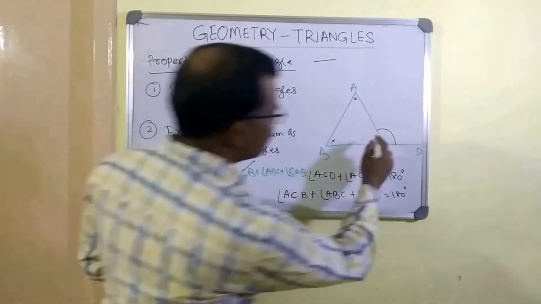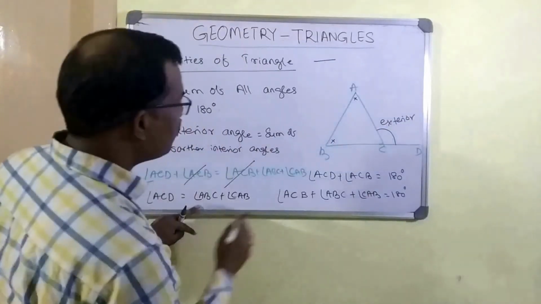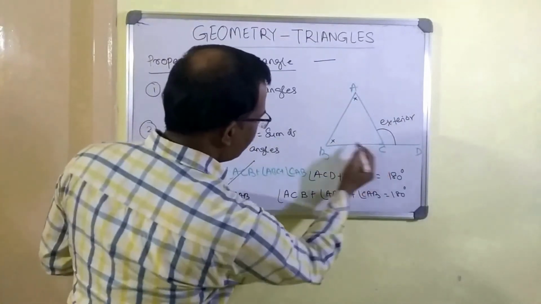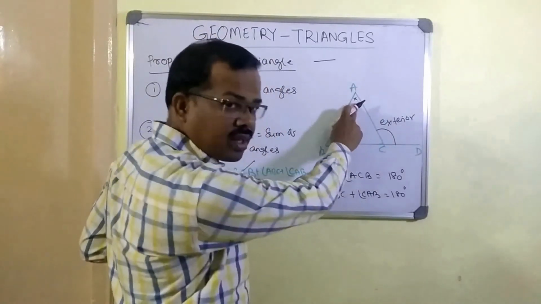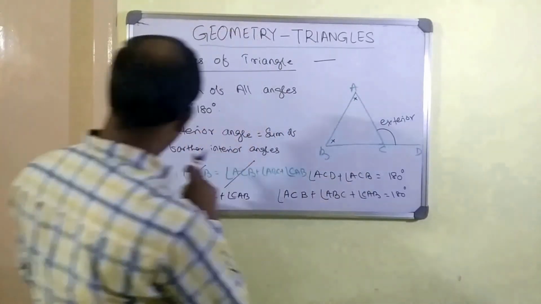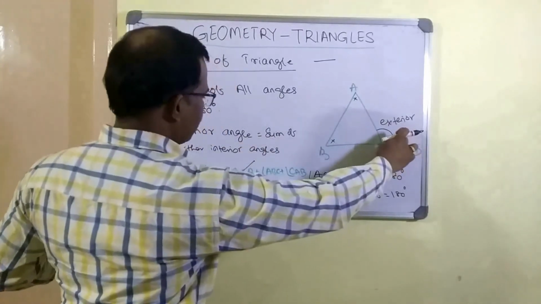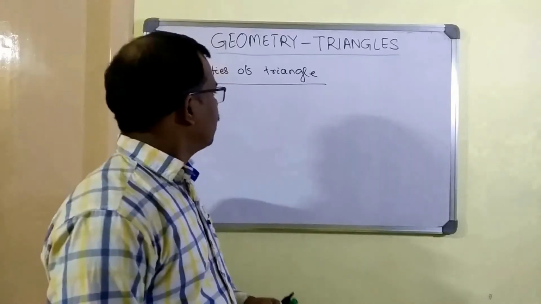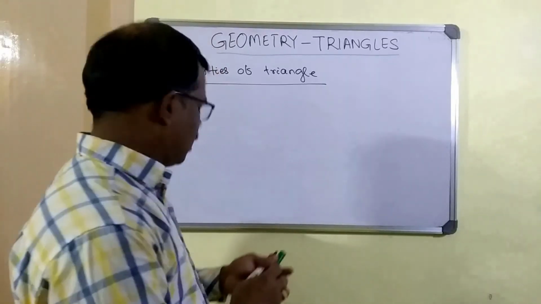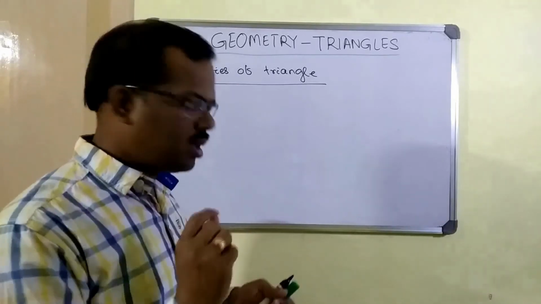So ACD is the exterior angle and ABC is one of the far interior angles and CAB is the other far interior angle. So the second property is that the exterior angle is equal to the sum of the far interior angles. The third property is the sum of two sides must be greater than the third side.